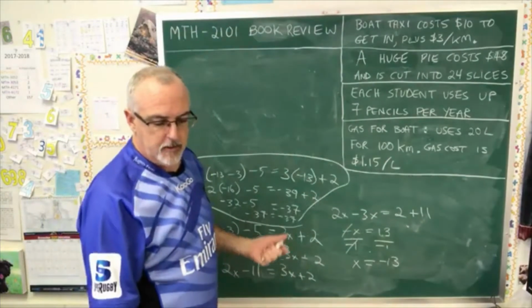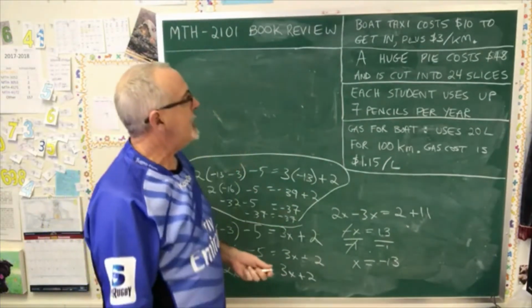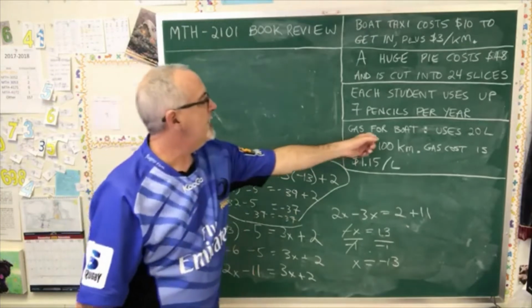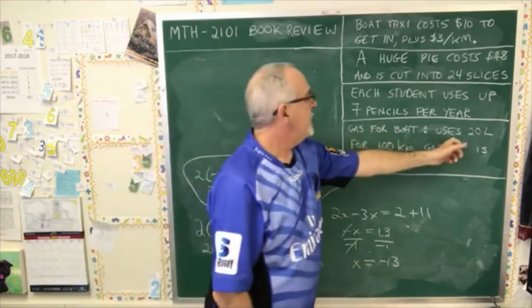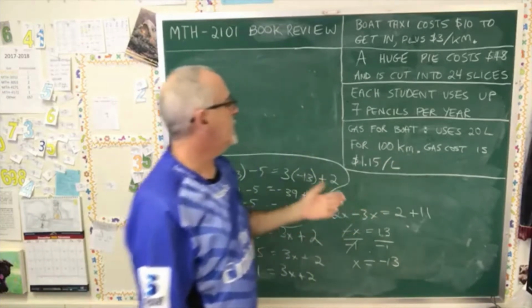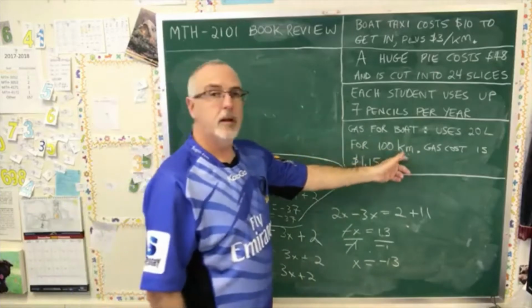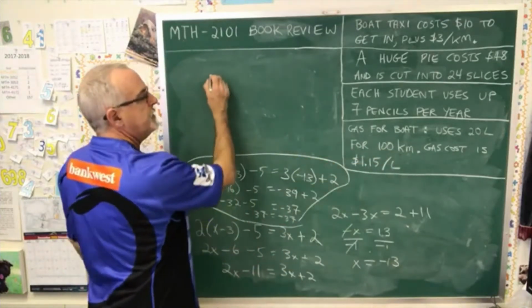We've talked about terms, coefficients, constants. Gas consumption. Here we go, gas for boat. The boat uses 20 liters for 100 kilometers, and the gas cost is $1.15 per liter. So 20 liters per 100 kilometers is the gas consumption.